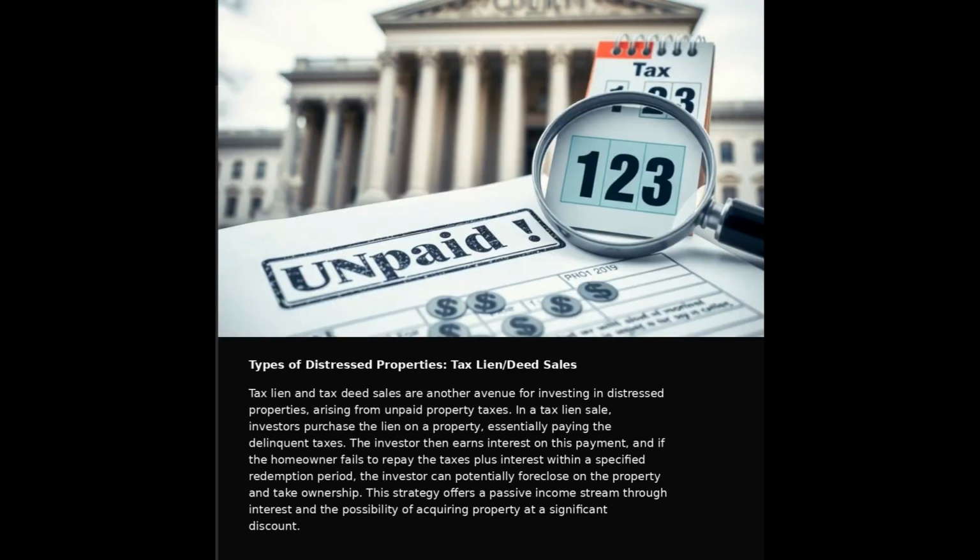Types of distressed properties. Tax lien deed sales. Tax lien and tax deed sales are another avenue for investing in distressed properties arising from unpaid property taxes. In a tax lien sale, investors purchase the lien on a property, essentially paying the delinquent taxes. The investor then earns interest on this payment, and if the homeowner fails to repay the taxes plus interest within a specified redemption period, the investor can potentially foreclose on the property and take ownership. This strategy offers a passive income stream through interest and the possibility of acquiring property at a significant discount.